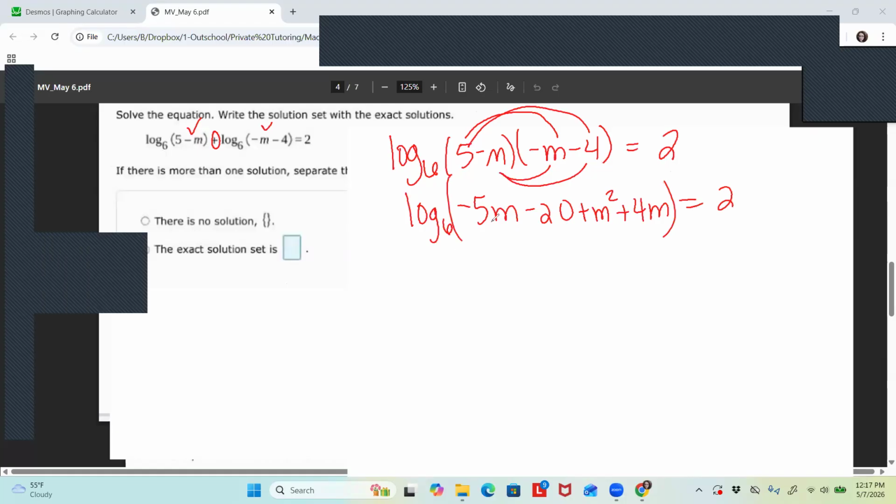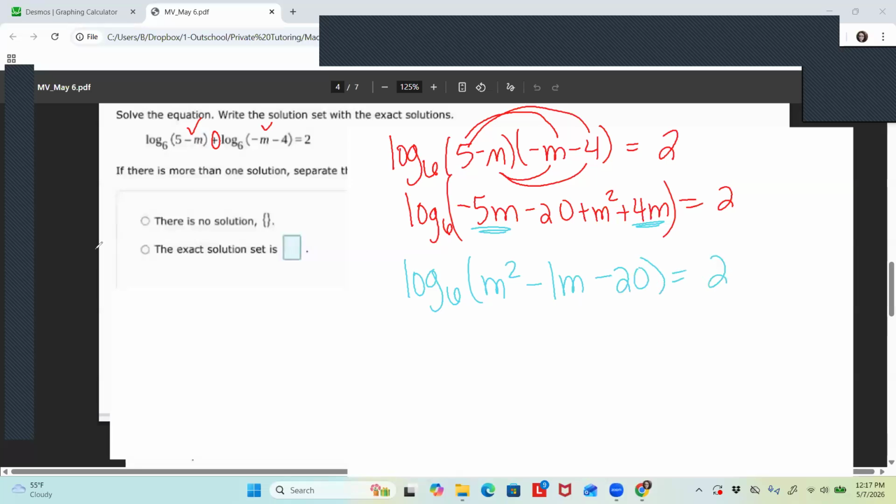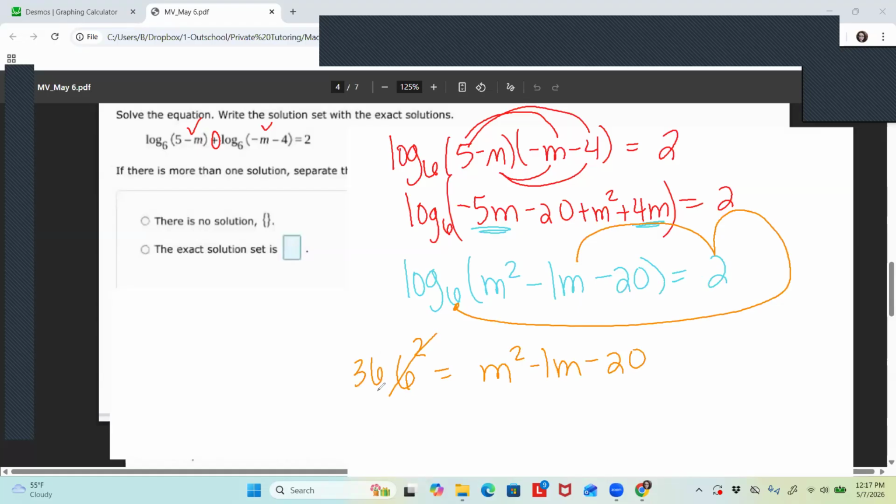And now combining like terms, negative 5 and 4. So we'd have log base 6 of m squared minus 1m minus 20. And now let's heart this. This is just my cute way to do turning log into exponent. So you put your pencil there, loop around, makes a little heart. 6 to the power of 2 equals blah, blah, blah. 6 squared is 36. Let's get this set to 0, so I'm minusing 36. 0 is m squared minus 1m minus 56.